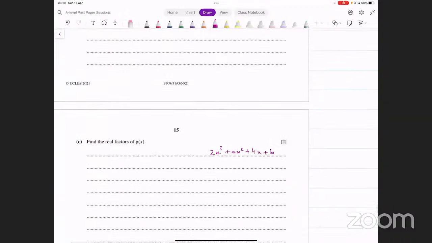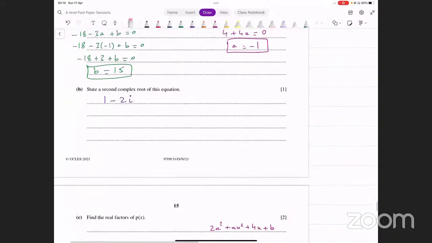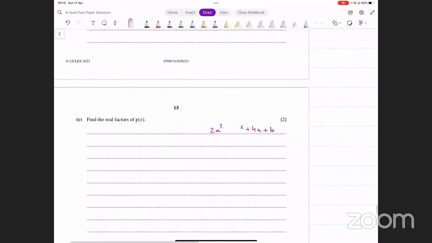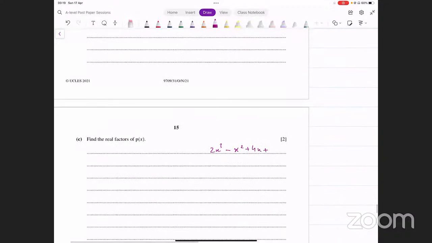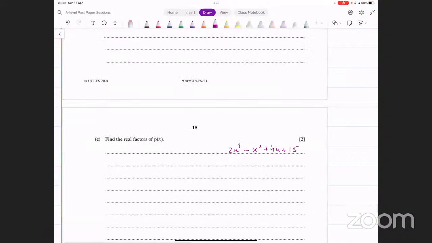This was the polynomial. इसमें a और b की values आ गई हैं हमारे पास. a is -1, तो उसकी जगह -1 डाल देते हैं, so it becomes minus x square. b is 15, तो b की जगह पे 15 डाल देते हैं. This is supposed to be 15. Okay, this is p of x now.